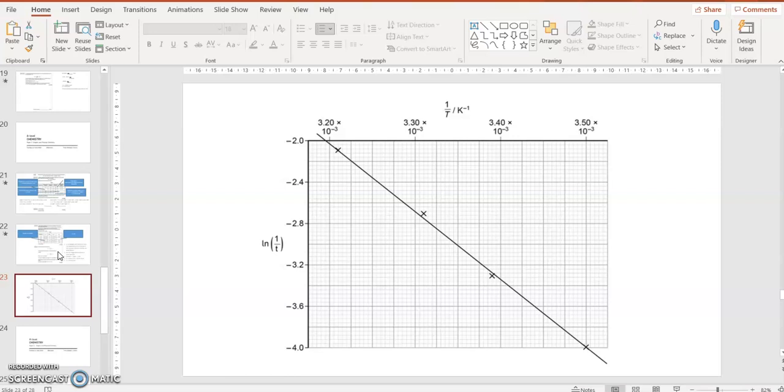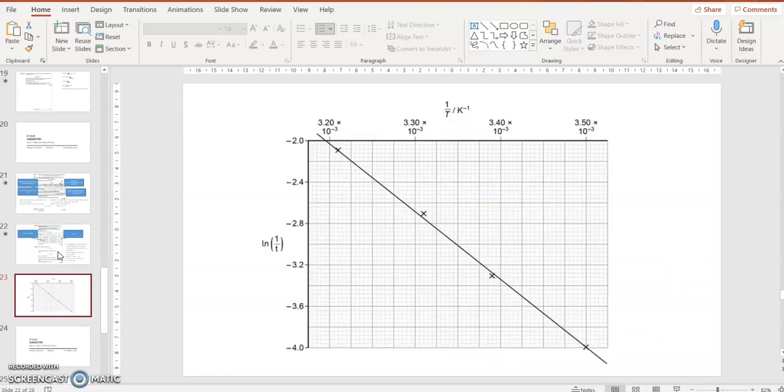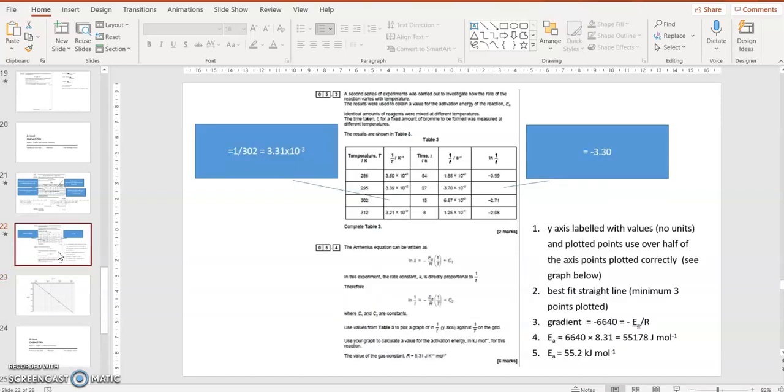Or maybe take 2 neat points on the graph, and I've worked it out. My gradient is minus 6640, and that equals minus Ea over R from the general equation for a straight line, y equals mx plus c. Why is it negative? Because the graph's going down from top left to bottom right. So it's a negative gradient. Reverse both sides. Ea over R is 6640. That's the gradient.